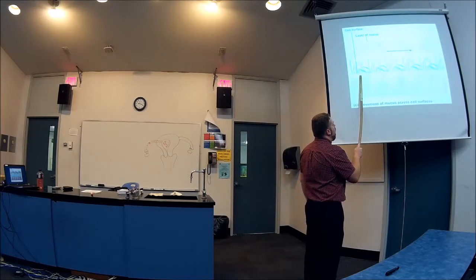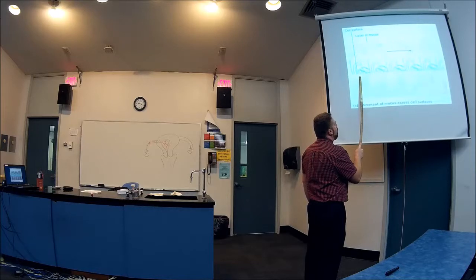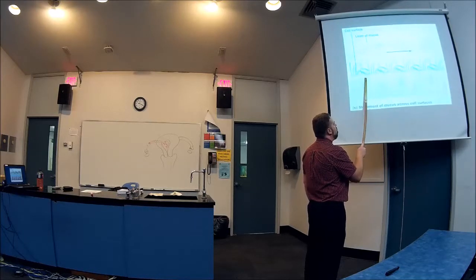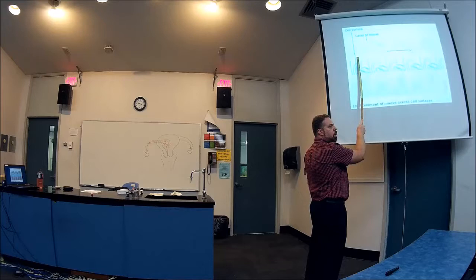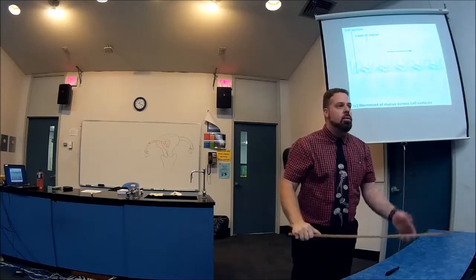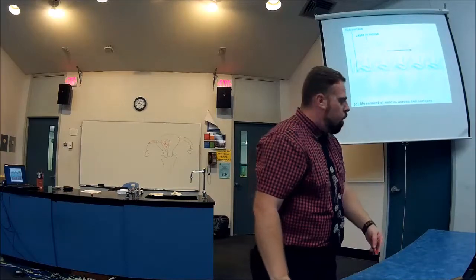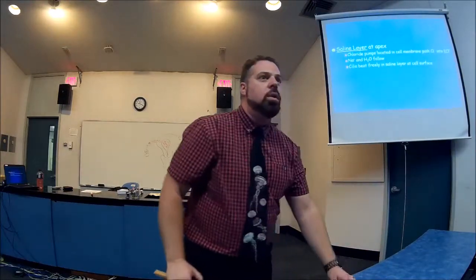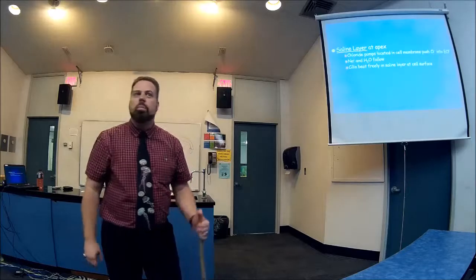So the apical end of the apex is the part that's going over here. It's the part that's actually in contact with that lumen. So what's happening here is how cilia works. And there's a point to this.